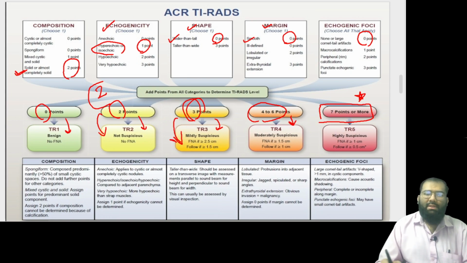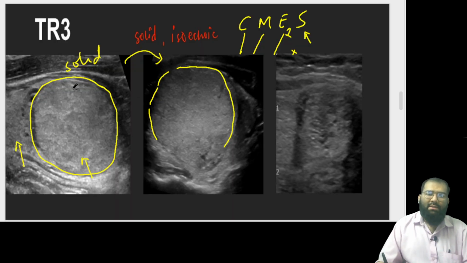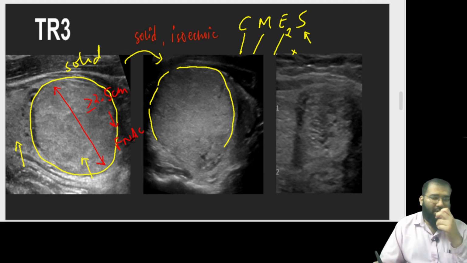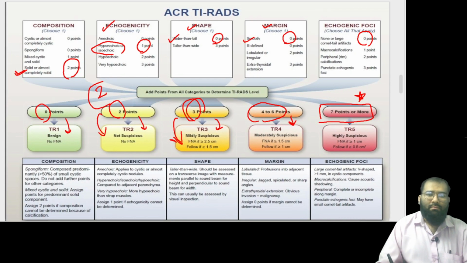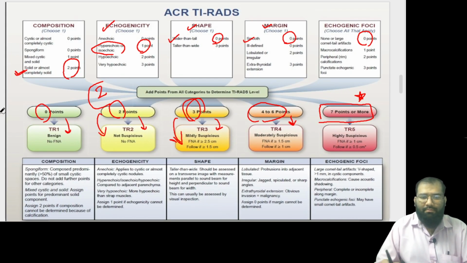Now you have to measure the size. If the size is more than 2.5 centimeters, then go for FNAC. And if it is less than 1.5, then just follow it up. Okay. Then you just have to follow it up.